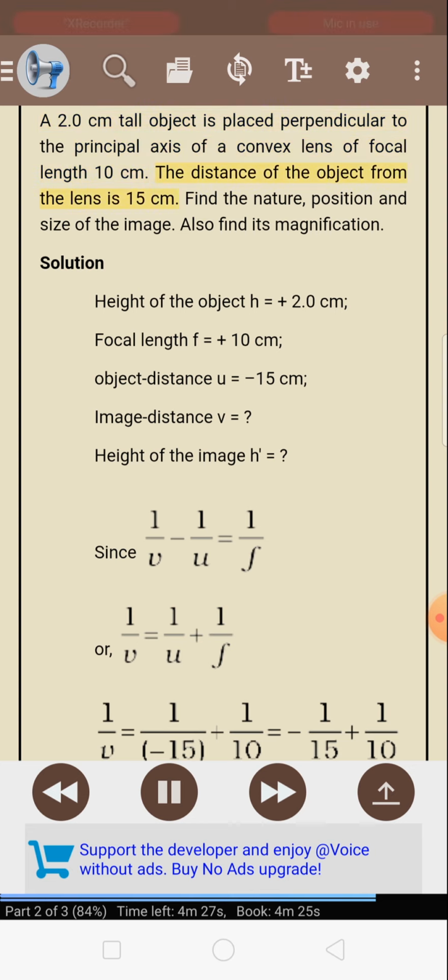The distance of the object from the lens is 15 centimeters. Find the nature, position, and size of the image. Also find its magnification. Solution. Height of the object h equals plus 2.0 centimeters. Focal length f equals plus 10 centimeters. Object distance u equals minus 15 centimeters.